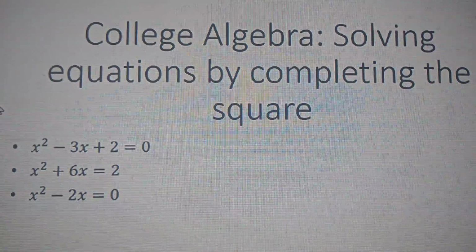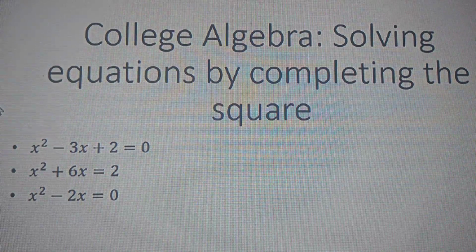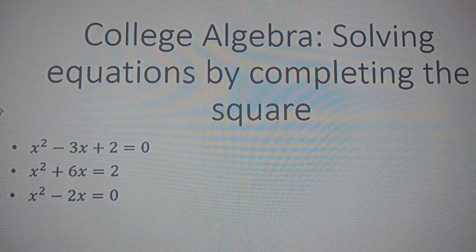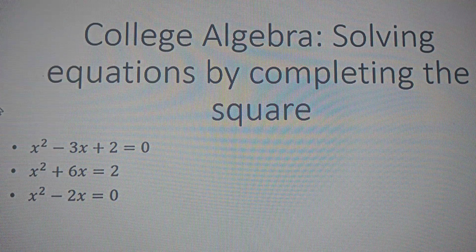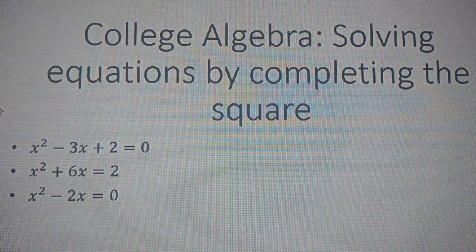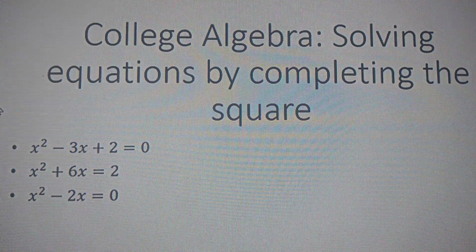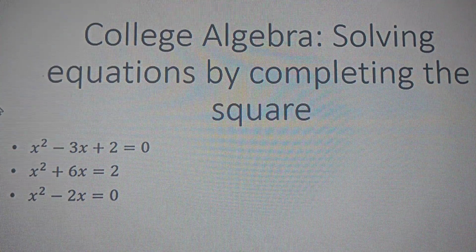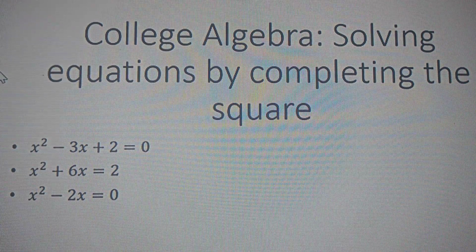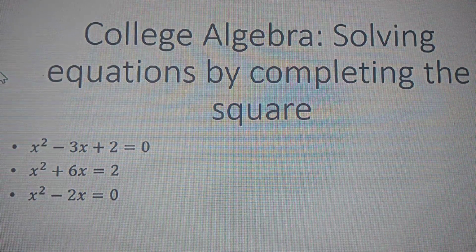Okay, in this video, what we are going to do is to solve equations by completing the square. There are many ways to solve equations, but this is just in particular using the technique of completing the square. Alright, so let's get to the first problem.